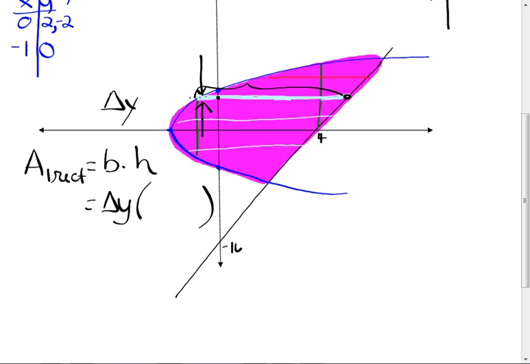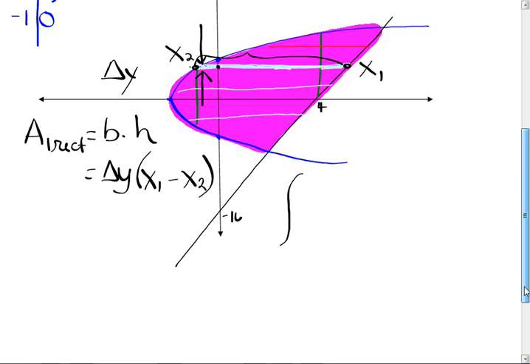Which values are we going to use? I want this length horizontally, x or y? X. So call this one x1, and this one x2, and then what do I do with those to find that length? Careful, which way? The ones furthest to the right are bigger, so it's x1 minus x2. Is that okay? That's for one rectangle. We want them all. So we are going to add them all up with an integral symbol.